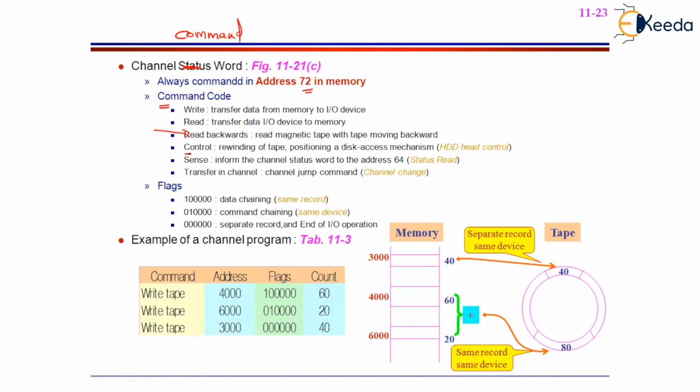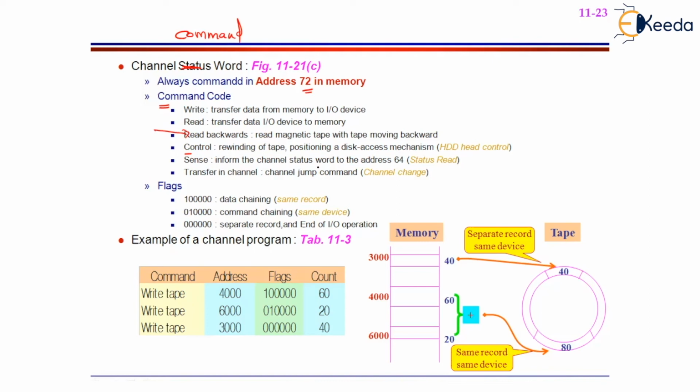Control command, as you already know, is going to control the motion of a device. Let us say the printer is going to be controlled. How are we going to control the printer? There are several control mechanisms within the printer to control the motion of the paper. Similarly, when the tape is being controlled, it is going to control the motion of the tape movement, that is rewinding the tape, or the position of the disk access mechanism during a magnetic disk access.